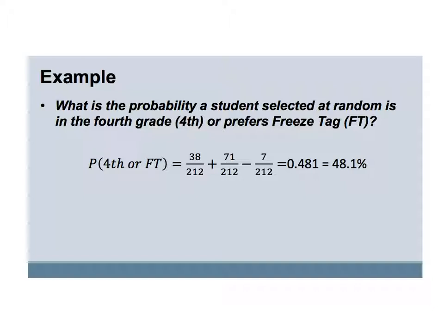But anyway, because of that overlap between them, when you add these two, so you add the probability of fourth grade, which is 38 out of 212, add the probability of freeze tag, which is 71 over 212, but you got to subtract that 7 that happened twice off once. So you get 0.481 or 48.1%.